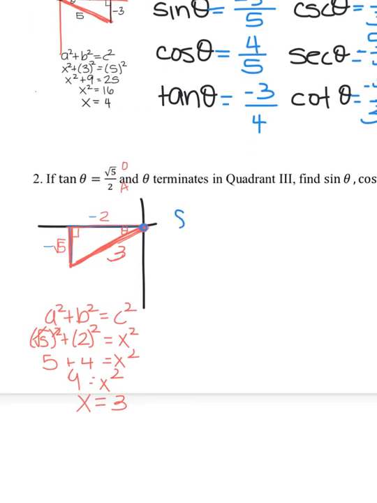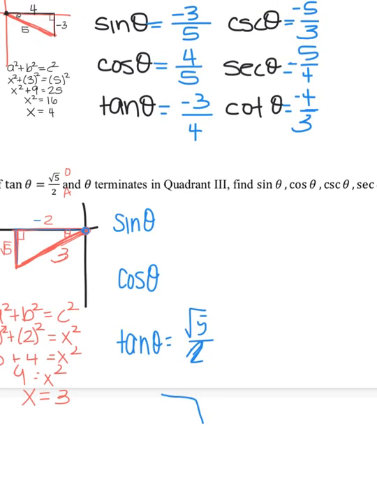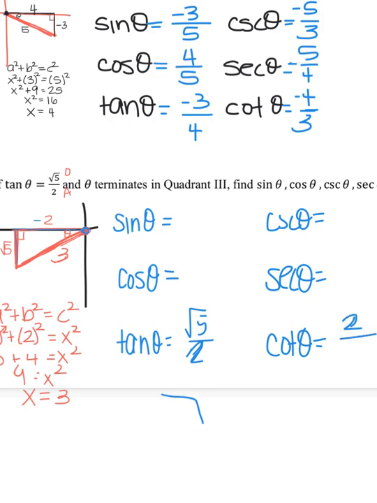So now you're going to write sine, cosine, tangent, which tangent you already know is the square root of 5/2. And then you're going to write the cosecant, secant, and cotangent. So you can do the cotangent right away too, right? The cotangent is 2 divided by the square root of 5. So we're going to have to clean that up in a second, right? No radicals in the denominator.